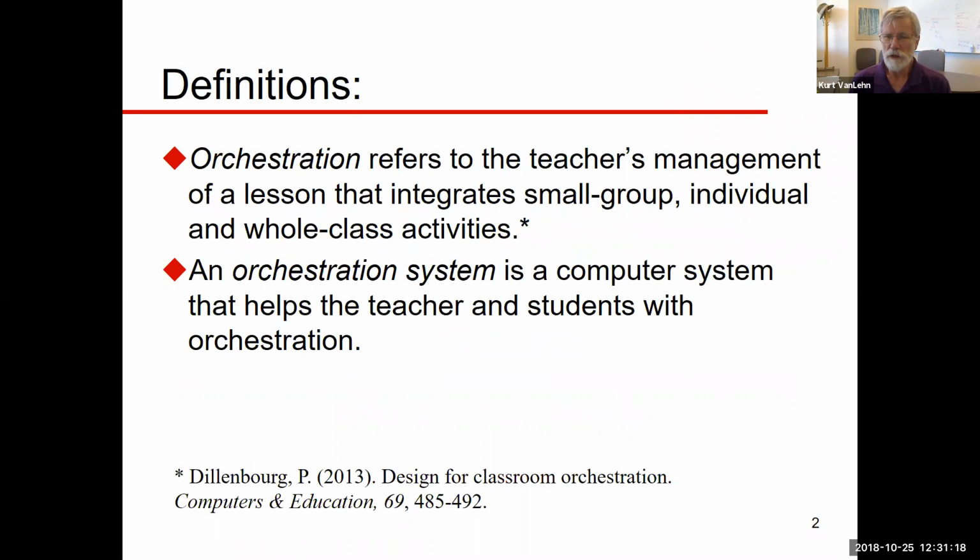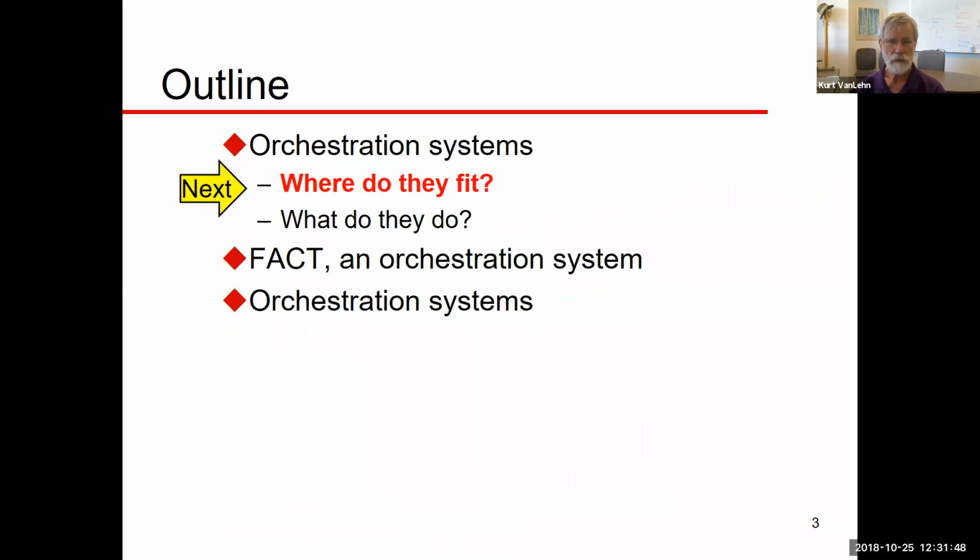As Louis mentioned, orchestration is all about what the teachers do with their classes when the classes get complicated. If a class has small group, individual, and whole class activities, then the teacher's management of that becomes complicated, especially when those activities share products like worksheets or ideas. An orchestration system is a computer system that helps the teacher and students get through such complicated lessons efficiently and with good learning gains.